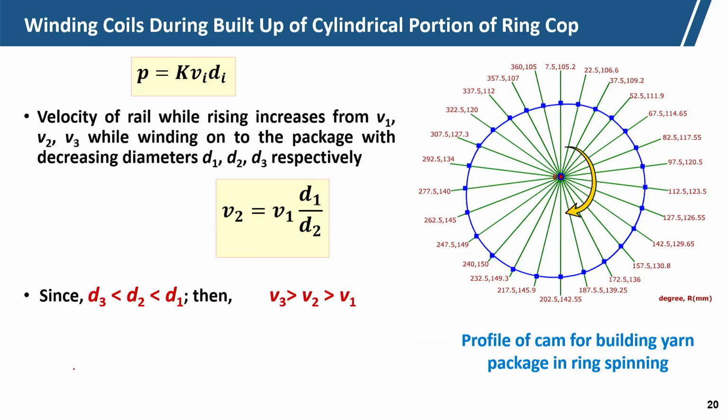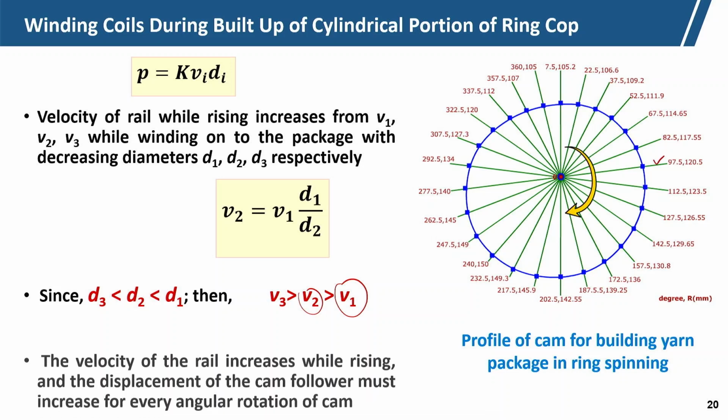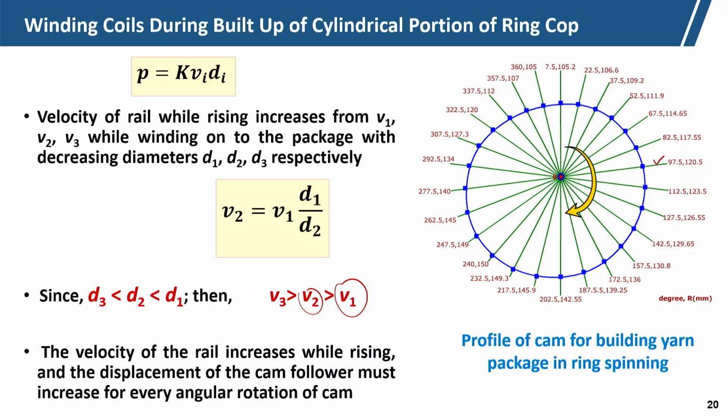So, we can see here that diameter 1 is more than diameter 2, more than diameter 3. Similarly, V1 is less than V2, less than V3. That means the speed will increase, and that is achieved by the proper designing of the cam. The velocity of the rail increases while rising, and the displacement of the cam follower must be increasing for every angular rotation. So, there should be some acceleration, velocity should be increasing. The rate of change of velocity we can control by proper designing of the cam.